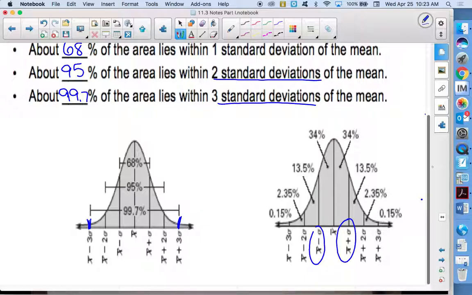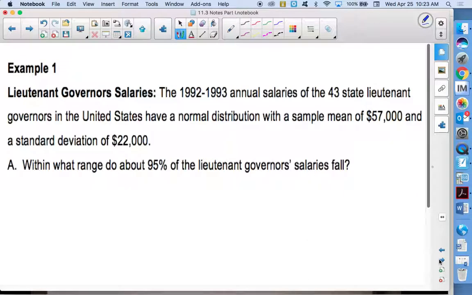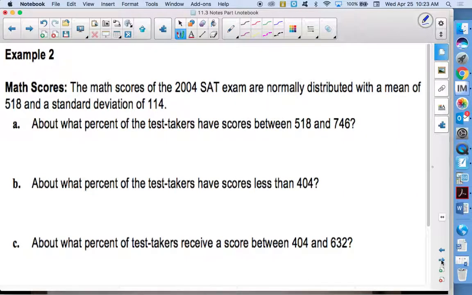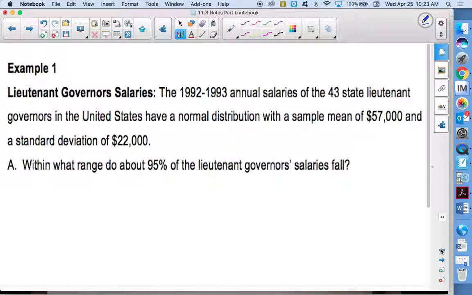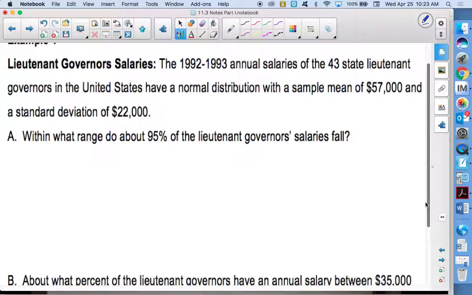So a lot of it isn't doing work, it's looking at a chart and trying to correlate what that chart is talking about. So if you flip the page, we're going to try and do a final example. I guess we'll do this first one here. We're going to make our own chart based off of data that you're given. This is talking about lieutenant governor salaries of 43 state lieutenant governors. Their mean salary is $57,000, and it says their standard deviation is $22,000.